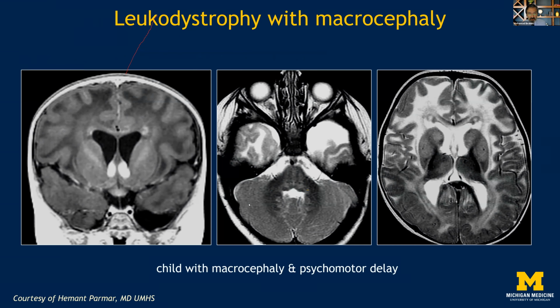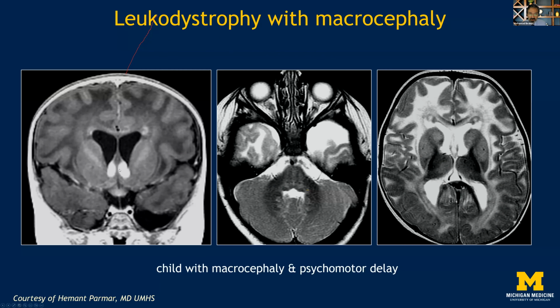Here's a brain MRI of a child with macrocephaly and psychomotor delay. There's extensive abnormal signal, very confluent. You can see predominant involvement of the frontal lobes extending to the subinsular regions. There's also involvement of the anterior temporal lobes. Basal ganglia is involved with some abnormal signal.